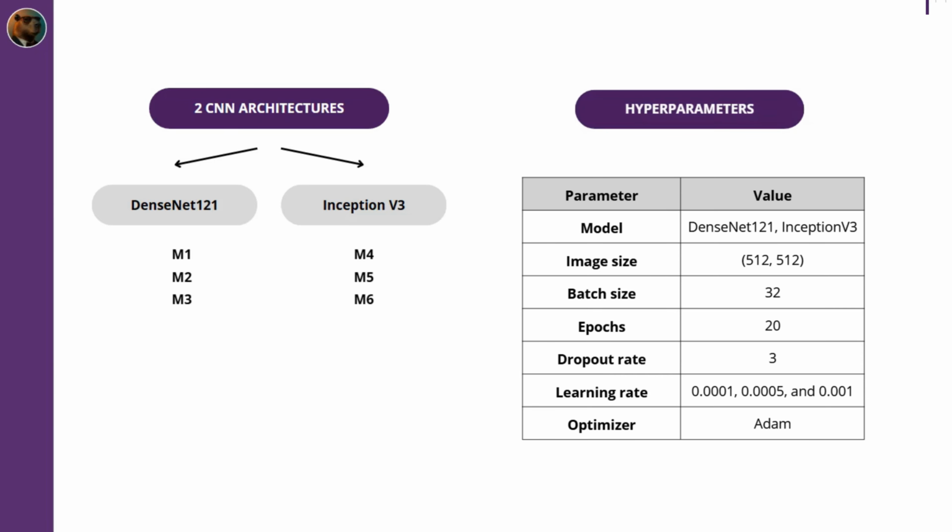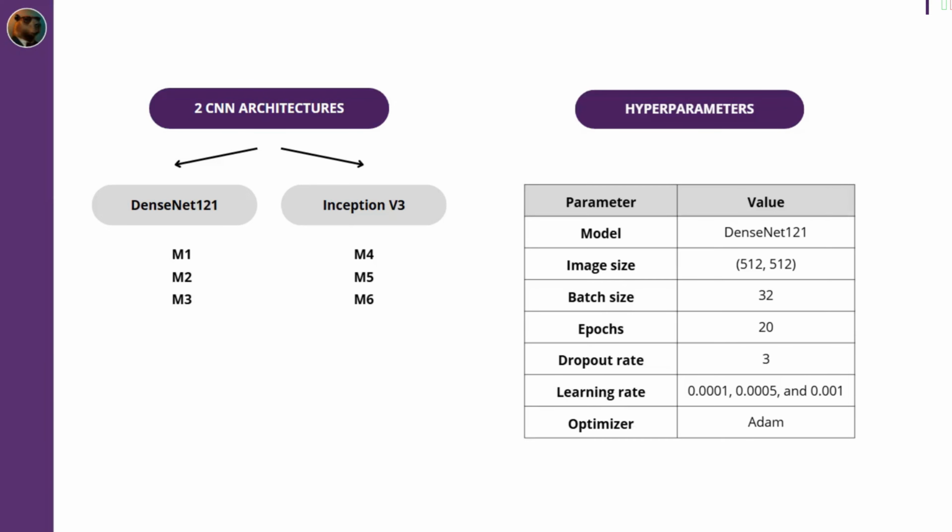The DenseNet 121 and the Inception v3 models were used for model generation, with a 512 by 512 image size, a patch size of 32, 20 epochs, a dropout rate of 0.3, a learning rate of 0.0001, 0.0005, and 0.001, and an Adam optimizer.